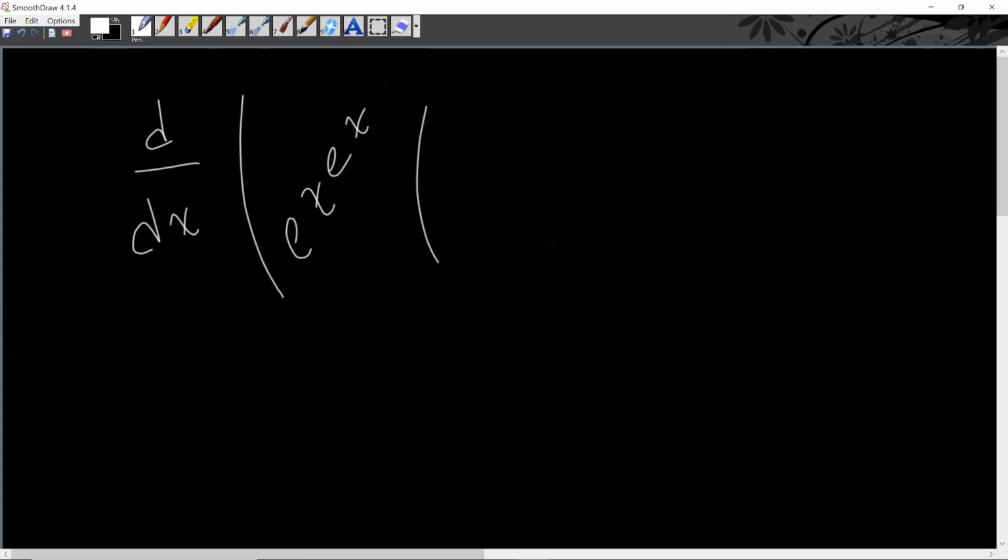We are going to do the derivative of e to the power of x to the power of e to the power of x times ln x. So obviously these are going to be two different functions. We have that and we have that, so we are going to need to use the product rule.